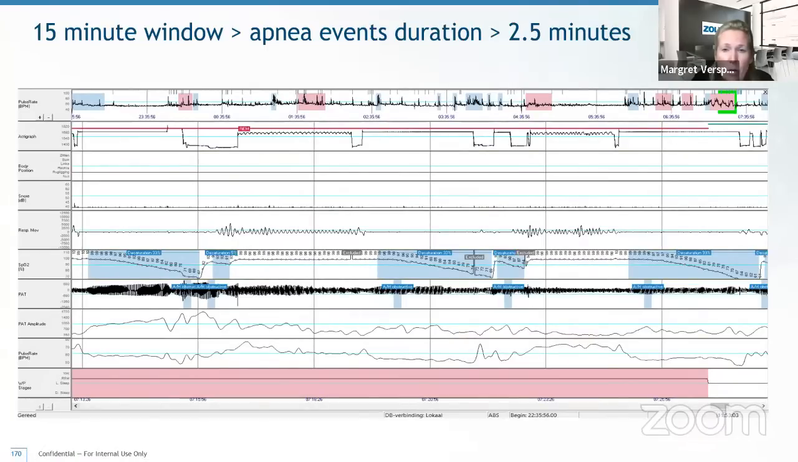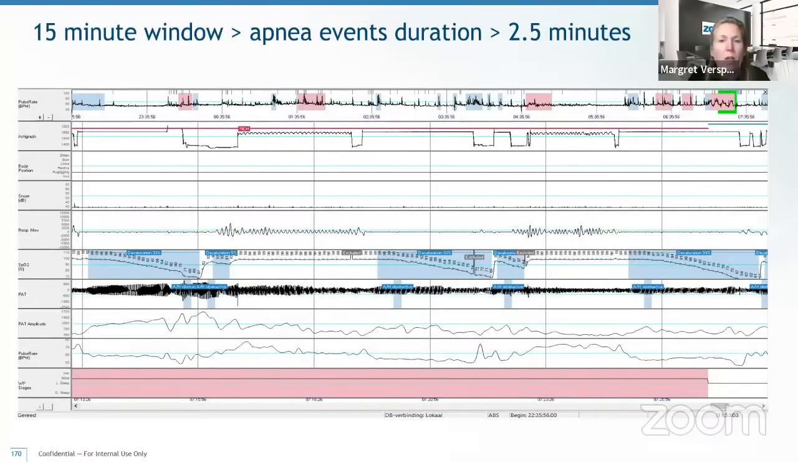These are apnea events of over 2 minutes with very deep desaturations. Yes, 2.5 minutes. What's going on? You check and you see this and you think, okay, this is strange. This is not normal. Is this REM sleep? What is the patient doing? It's only in the last REM period.